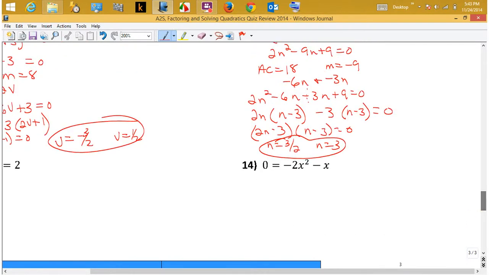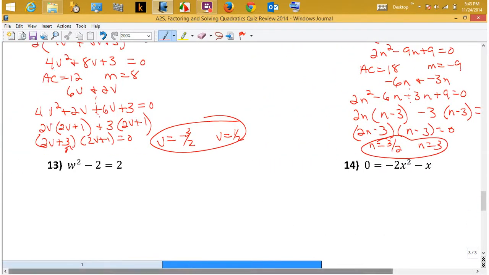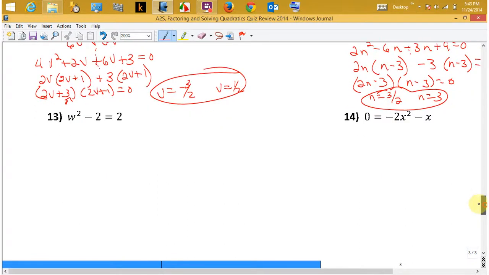Next. Okay. I'm going to subtract 2 from both sides. That would give me w squared minus 4 equal to 0. That's a difference of squares. There is no middle term, so I would have w plus 2 times w minus 2 equal to 0. w is equal to negative 2. w is equal to positive 2.